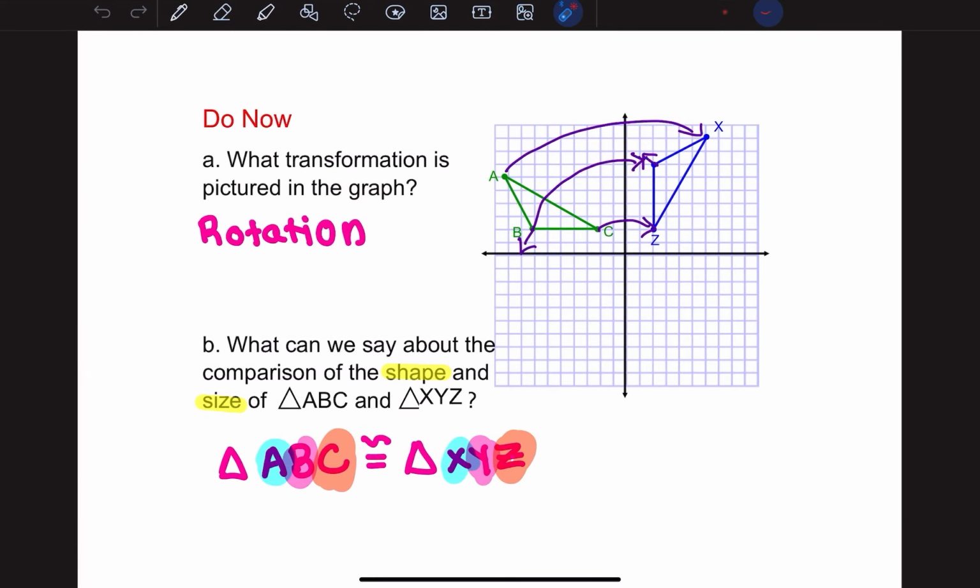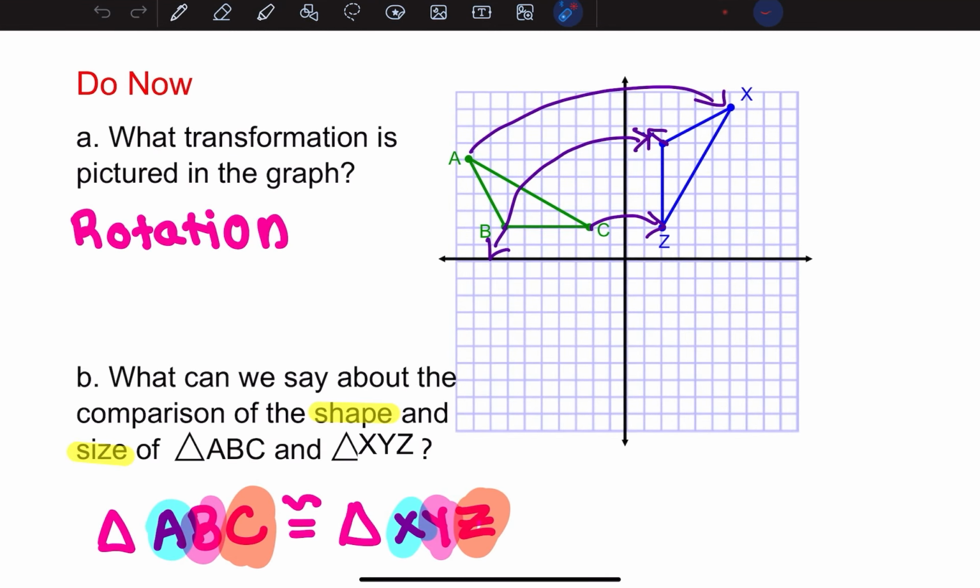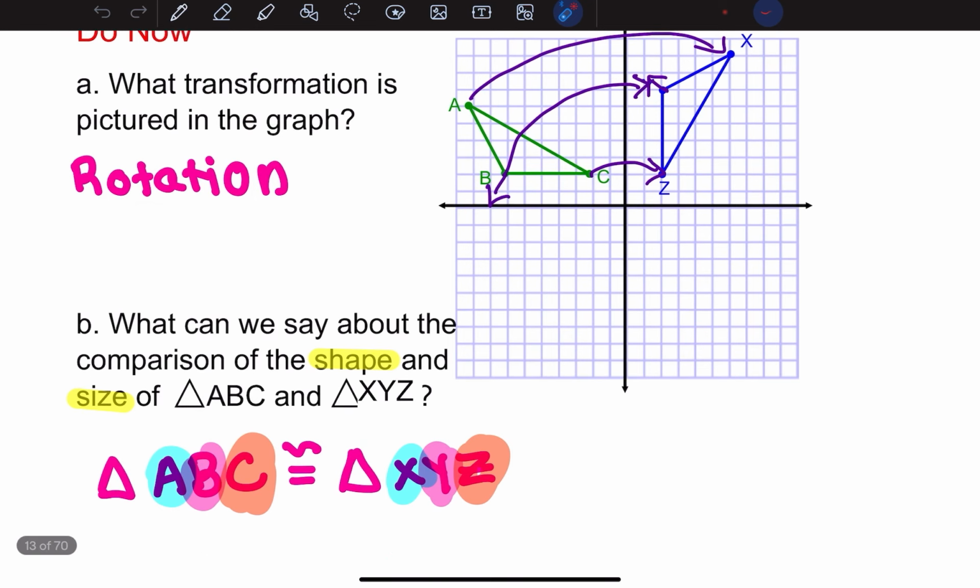So for our second unit, we're going to start with a little bit of a review of rigid motions. It first asks what transformation is pictured in the graph. We can see basically as I map from A to X, B to Y, and C to Z, that there is a turn as we move from each image. So because of this, we know that it is a rotation. And because it is a rotation, this is a rigid motion.